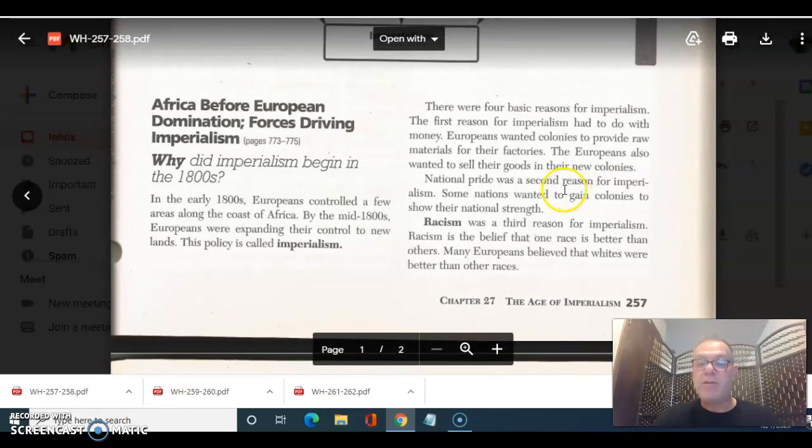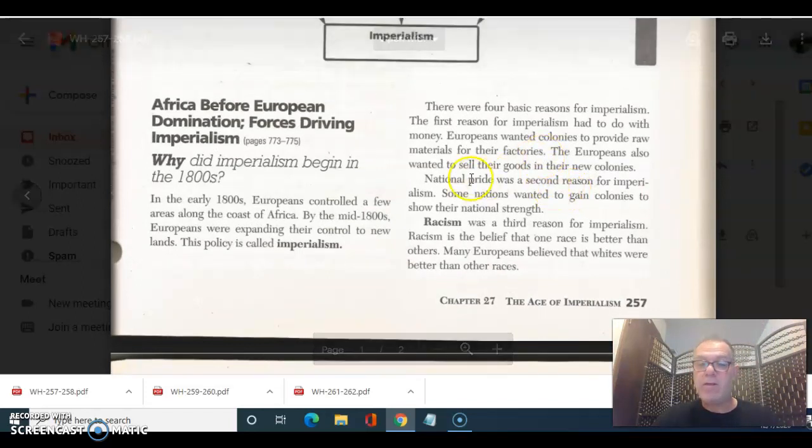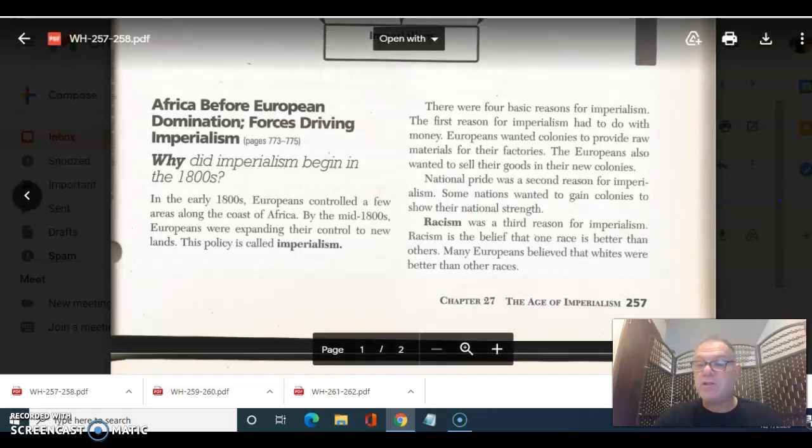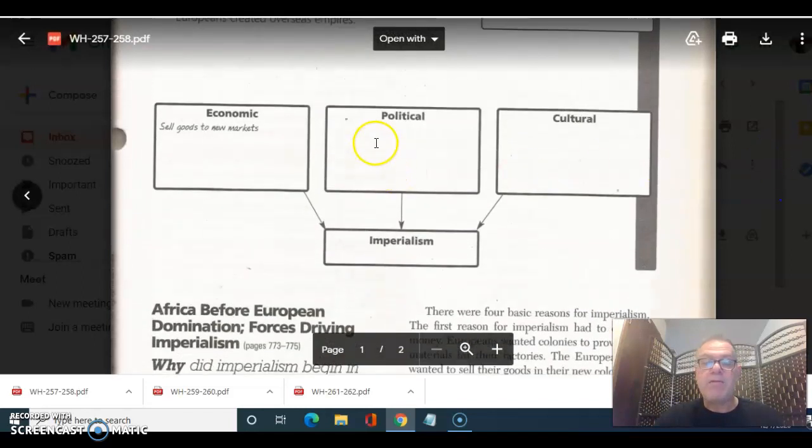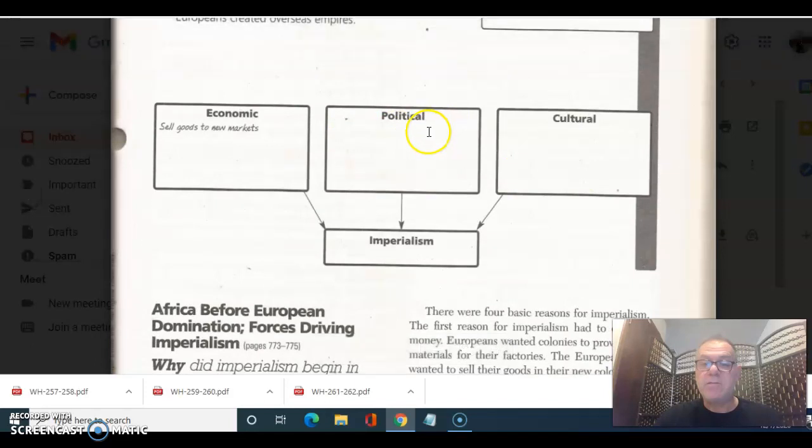There are political reasons. So let's look here. The Europeans' national pride was a second reason for imperialism. Some nations wanted, so that's political. National pride is nationalism. That's a political system. Some nations wanted to gain colonies to show national strength. So for political, I would put nationalism and then define it. Some countries wanted to gain colonies to show political strength. They wanted to show that they were the big dogs and not like a little dog.